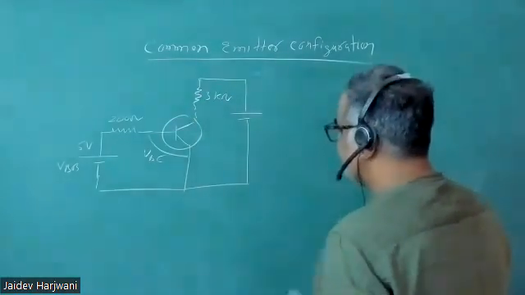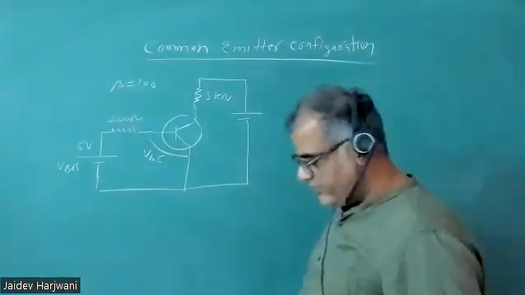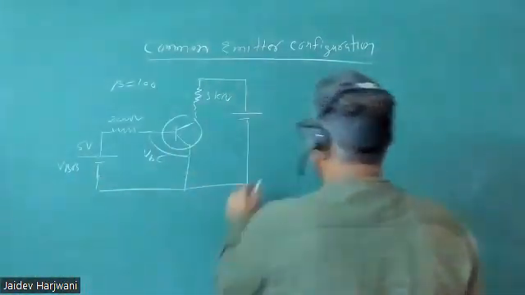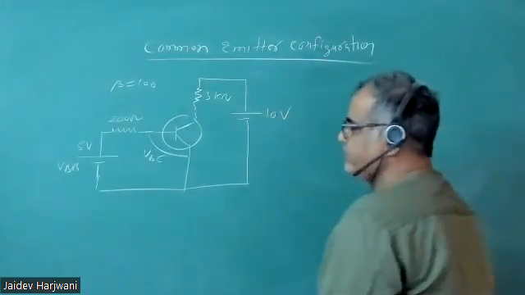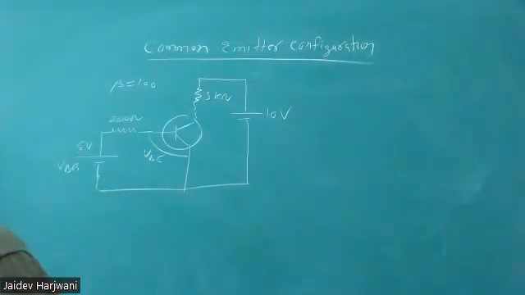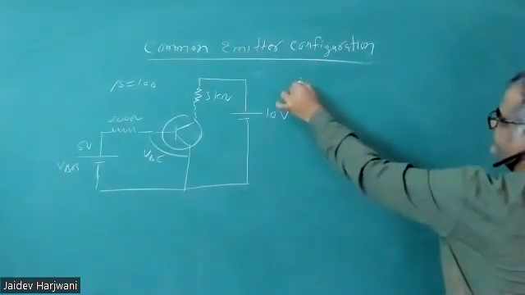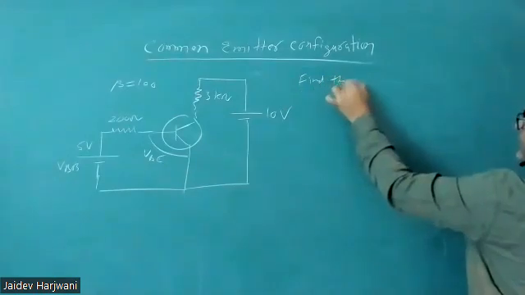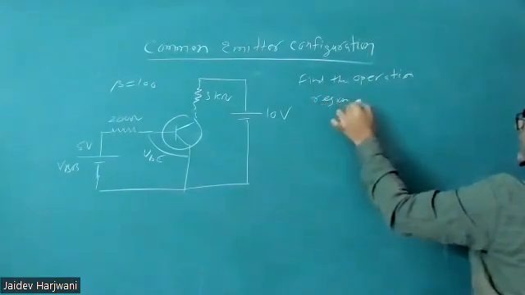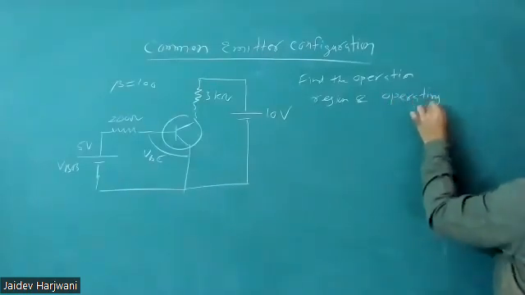Now I want to find the beta for this transistor, which is given as 100. I want to find the operation region of this transistor. I have already given the biasing, this is 10 volt and this is 5 volt. Now you're asking the question, what is the region of operation? So let us find the operation region and operating point. Now what is the operating point that I'm discussing here?